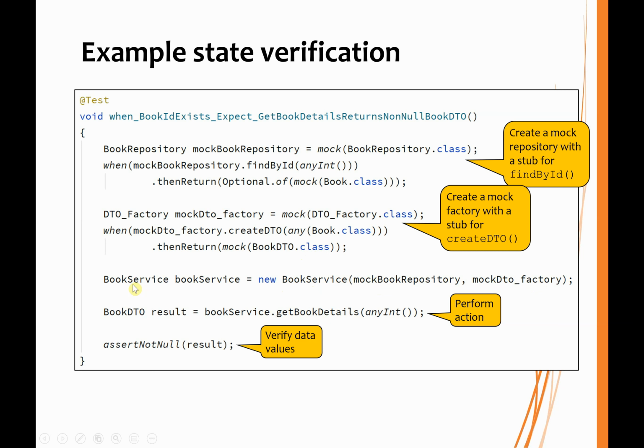Now that we've finished setting up the universe for the test, we can then perform an action, which in this case is to call the getBookDetails from the real object, which will then make calls to the mock objects and get a result. So finally, we can verify the state of this action by checking the data values in here. In this case, we just want to make sure that result is not null.